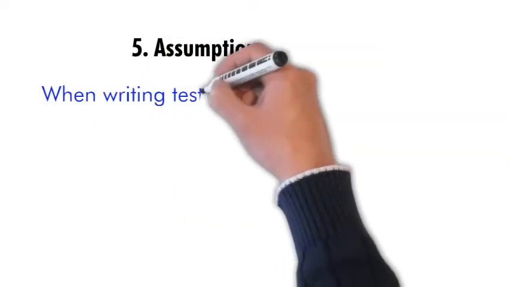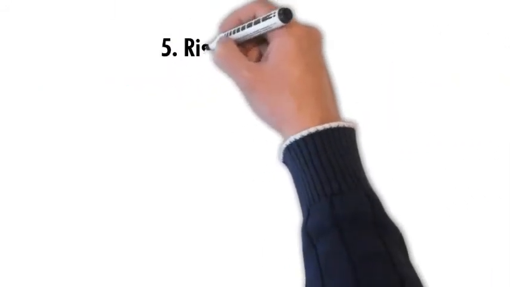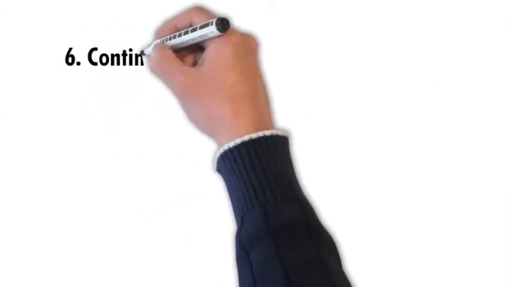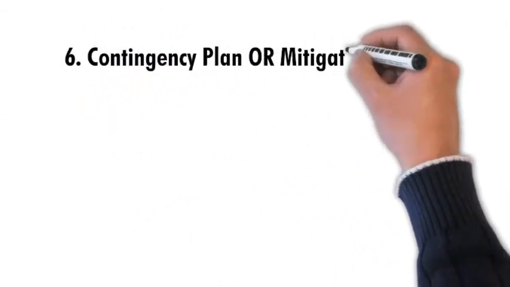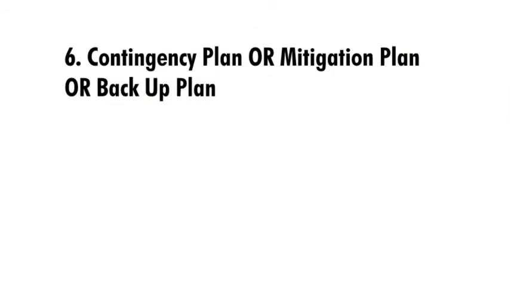Assumptions. When writing the test plan, certain assumptions would be made, like technology, resources. Risk. If an assumption fails, risks are involved. Contingency plan or mitigation plan or backup plan. To overcome the risk, a contingency plan is made, at least to reduce the percentage from 100 to 20.